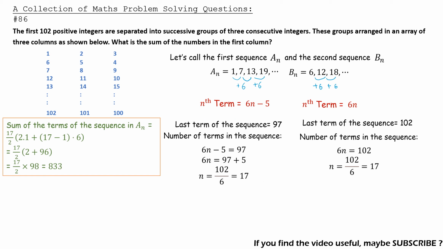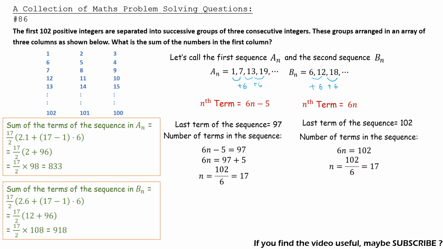The sum of the terms of an would be n over 2, where n is 17, times 2a, 2 times the first term, which is 1, plus n minus 1, that's 17 minus 1, times the common difference, which is 6. And that gives us 833. When we do the same for the next one, the first term is 6 here, and then 17 minus 1 times 6, and that gives us 918.